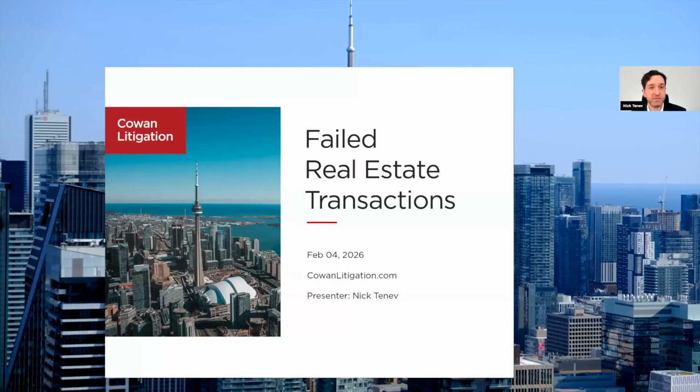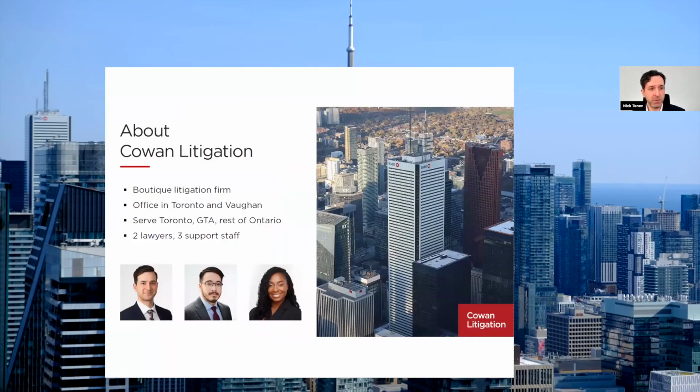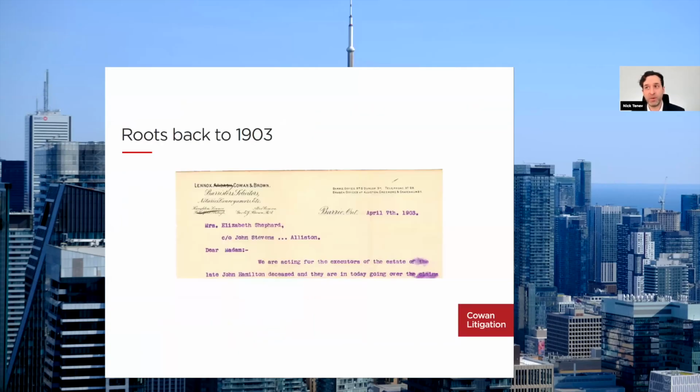The topic for today is failed real estate transactions, and this is a webinar brought to you by Cowen Litigation, which is our law firm. So a bit about Cowen Litigation. We're a boutique litigation firm with offices in Toronto and Vaughan, and we serve Toronto, the GTA, and the rest of Ontario. We have 2 lawyers and 3 support staff, and our roots go all the way back to 1903.